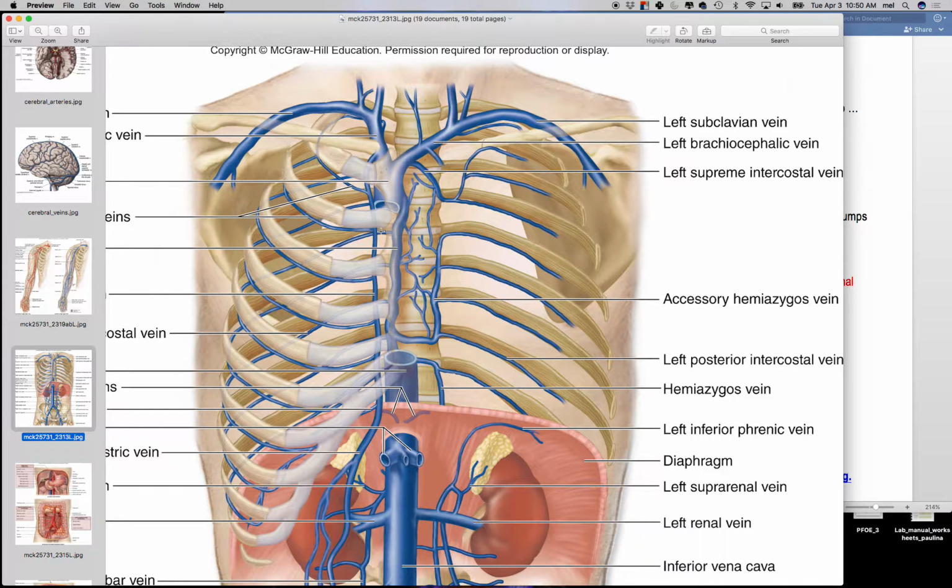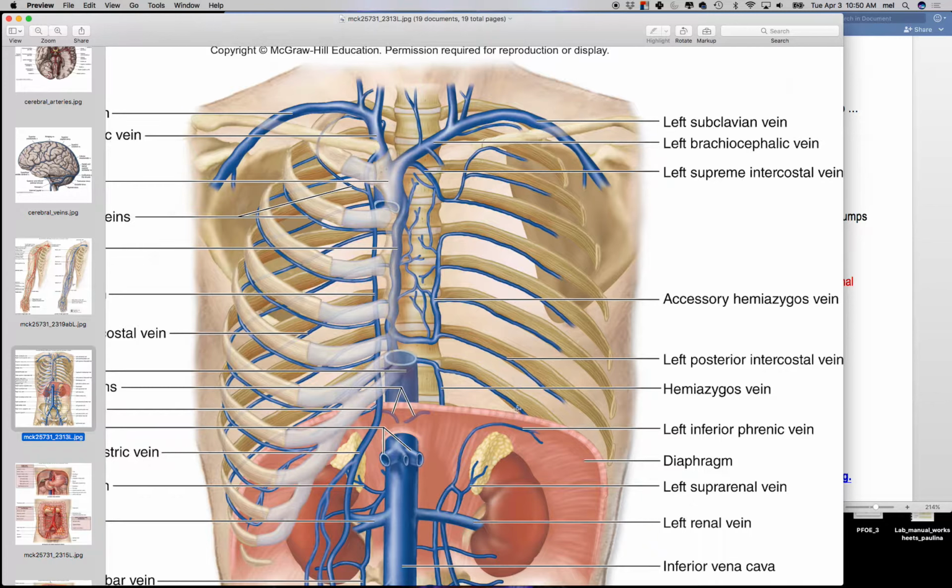Okay, so one more time with the left side. Either way, start out in an intercostal vein, right? If you're in an upper intercostal vein, then you go into the accessory hemiazygous. Watch the direction of flow. Over, down, over, up into the azygous, right? Into the superior vena cava.